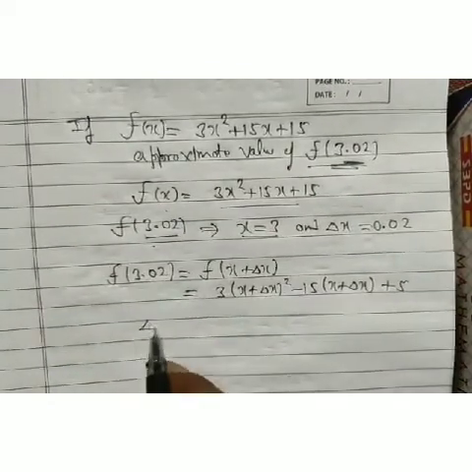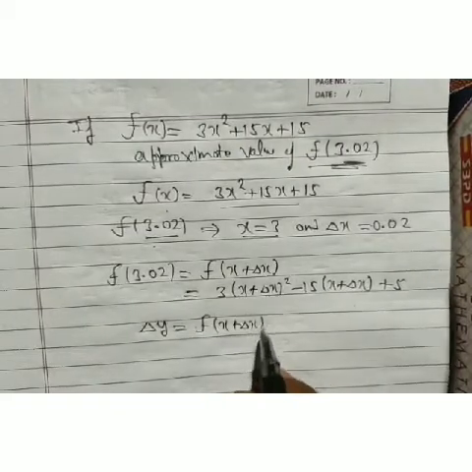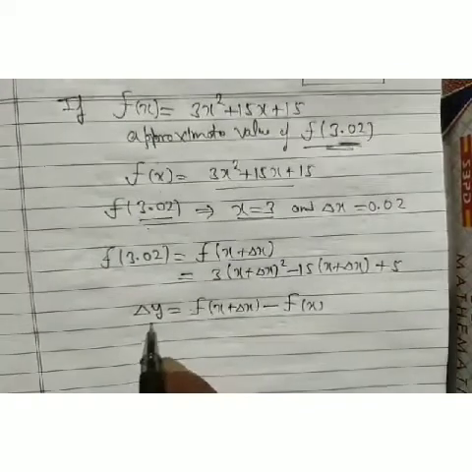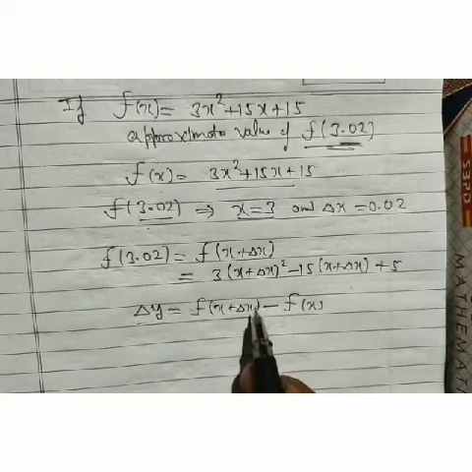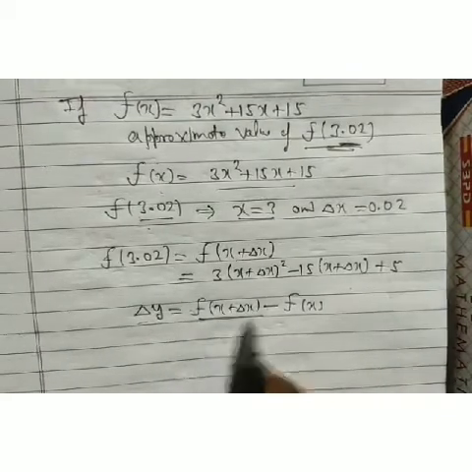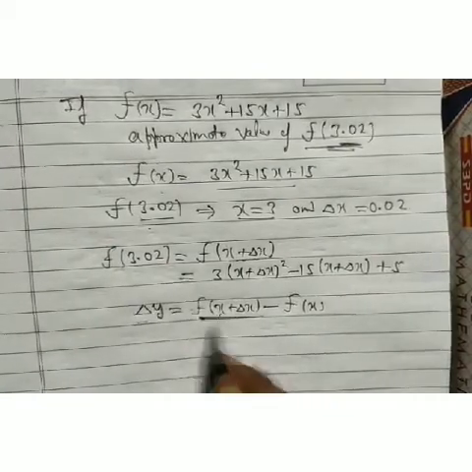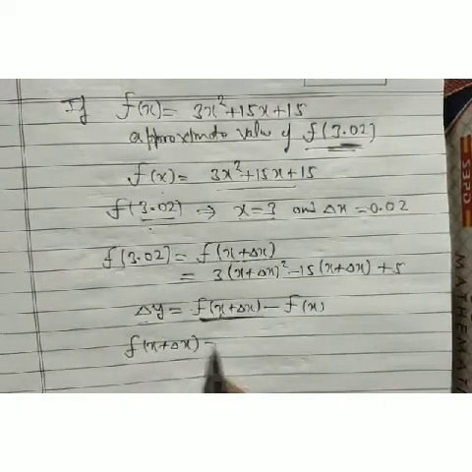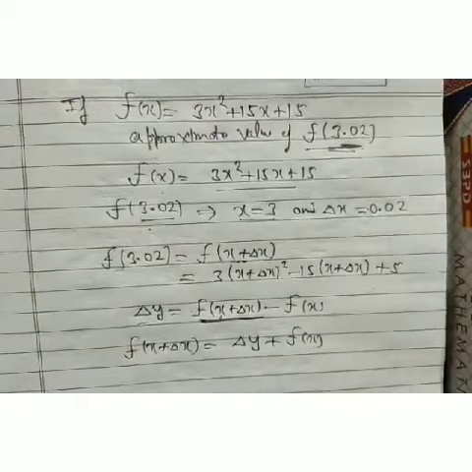Now we have to find our differential of y there. Then it's f of x plus del x minus f of x. It's our definition of differential of y. Now we get our f of x plus del x there. Then we have to find its value, f of 3.02. This is our f of x plus del x. Then our f of x plus del x is given by del y plus f of x.